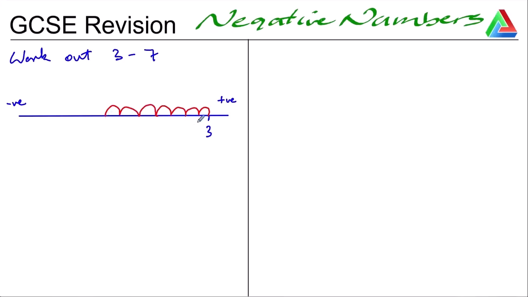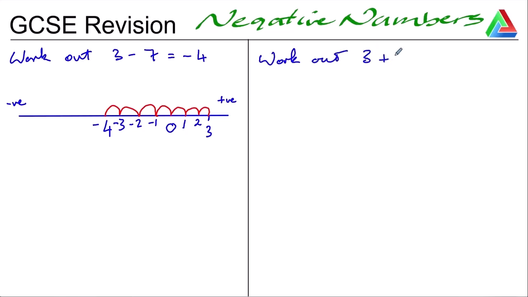Now we fill in the numbers. So coming down, 3, 2, 1, 0, negative 1, negative 2, negative 3, negative 4. So 3 minus 7 is negative 4. And quite often people will say 3 take away 7 is minus 4. And they tend to use minus and negative interchangeably. Hopefully that was straightforward. Now let's look at something not quite the same, but very similar.